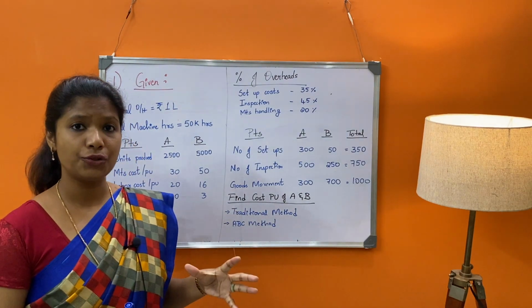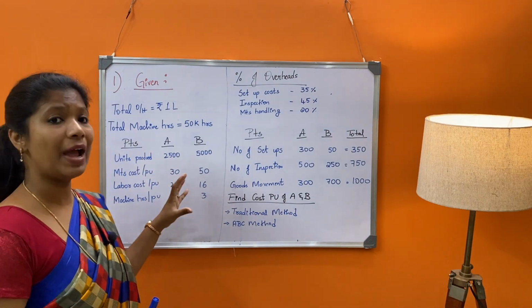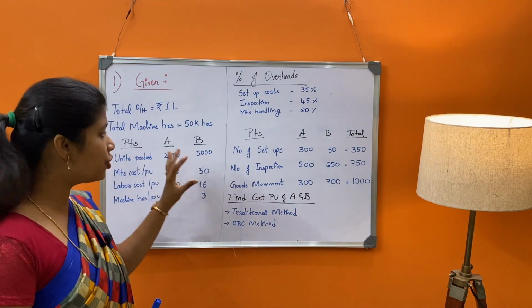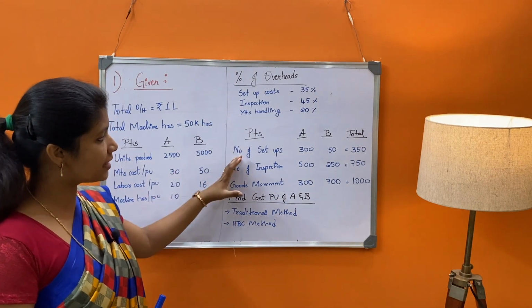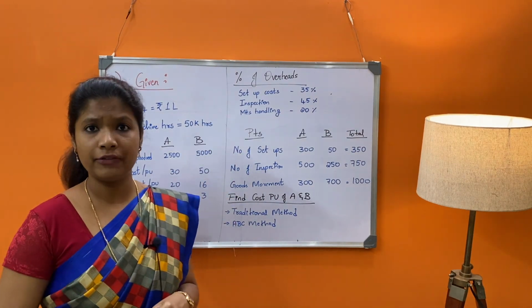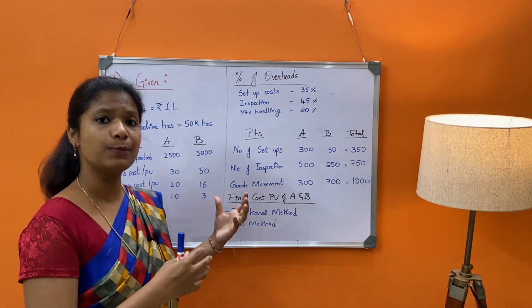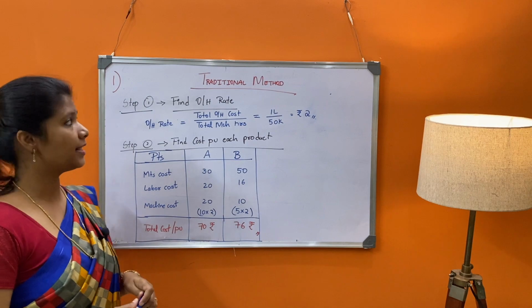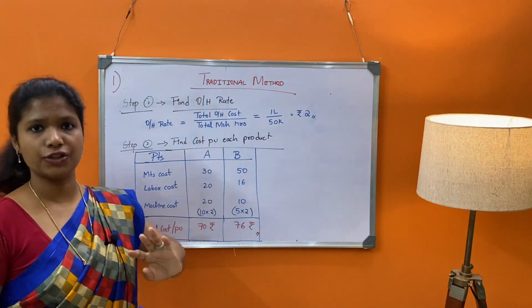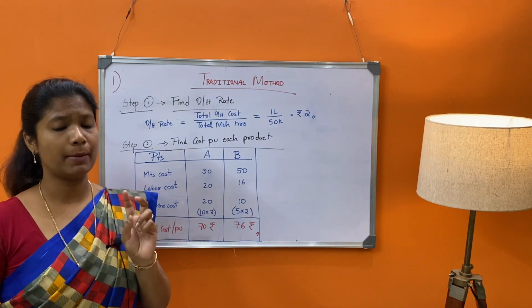So hope you've understood how to analyze the question, which details are required for the traditional method of costing, which details are required for the ABC method of costing. Got it? So let's move into the solution now. So let's start with the solution. First let's solve using the traditional method of costing. As I told, remember 2 steps.